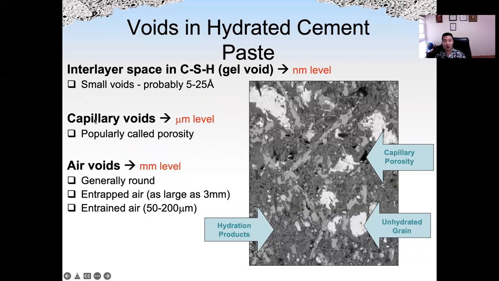And then let's talk about the voids in concrete. The smallest void is called interlayer space in CSH. It is at the nanometer level. We also call that gel voids. Gel voids do not impact the strength and durability of concrete, as that is an intrinsic property of CSH.